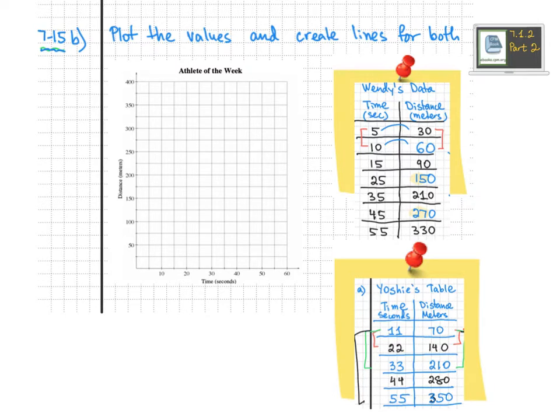I will start with Wendy's data, and I'm looking at the table from my notebook. It says 5 in terms of seconds and 30 in terms of distance. And they also reminded us to color code, so I will use green for Wendy. So at the 5 seconds, this is where I'm gonna go first. And remember, this is 0, 0. So 5 seconds, and then it says 30 meters.